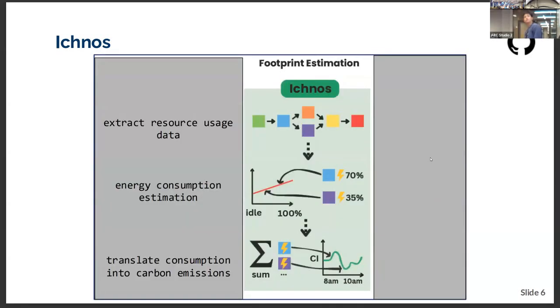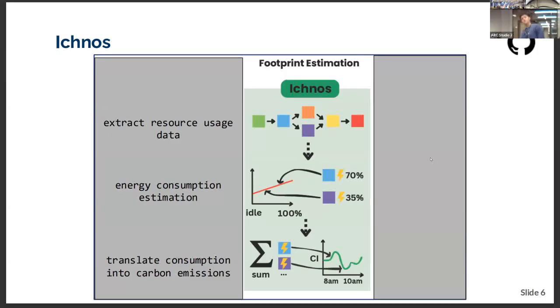So the second stage is where Ichnos actually runs. We start by taking the trace file. I've just made it visual, but that's the sort of trace file that was text before, and it gets the resource usage data we need from each task: the runtime and the CPU utilization. Then we estimate the energy consumption using the power model that's provided.